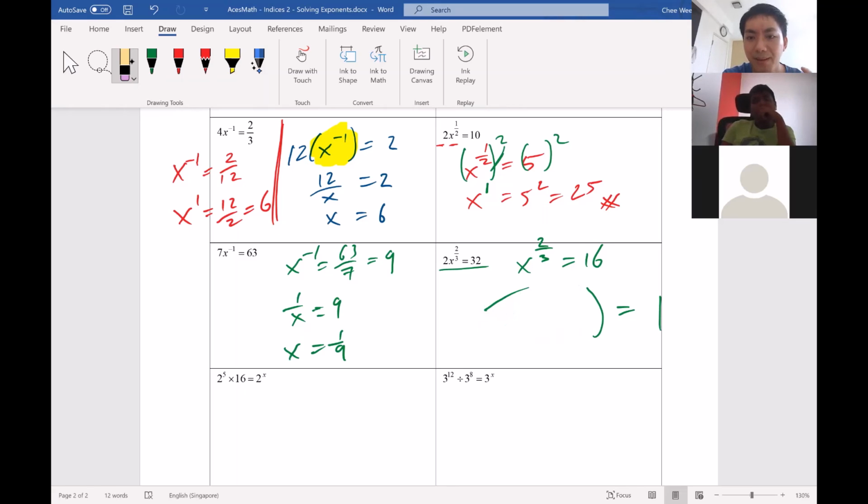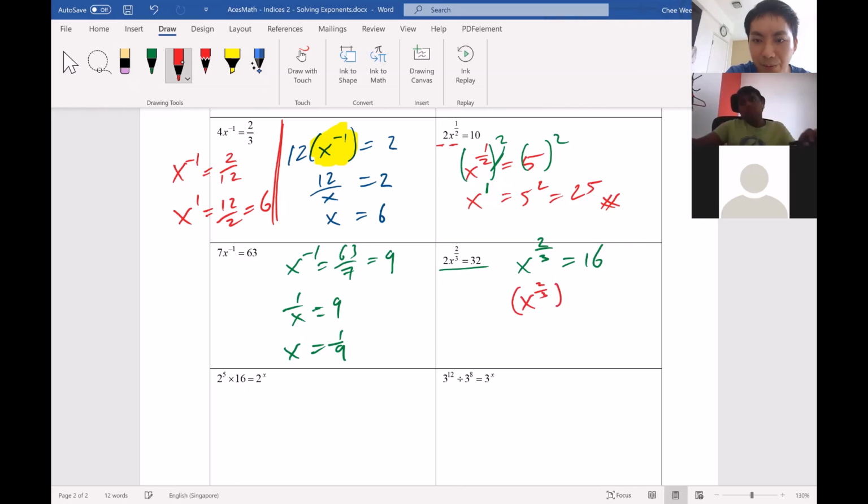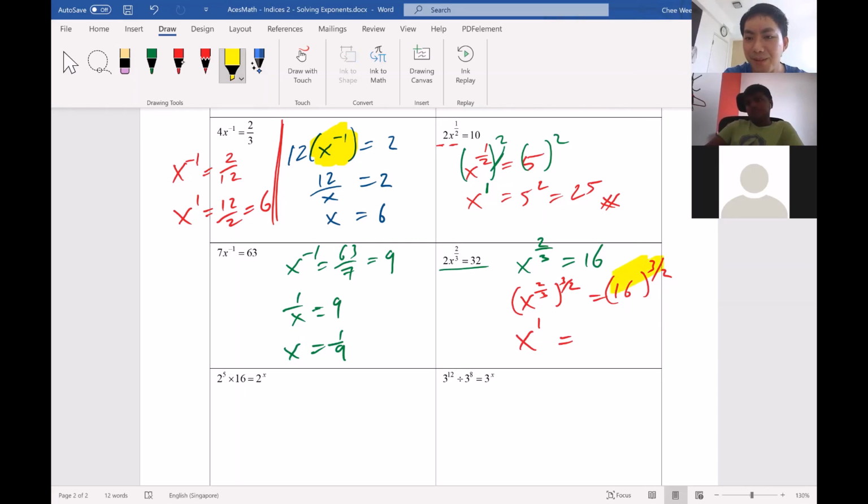Then the next part must be how to simplify then, okay? So we will have x to the power of 2/3, to the power of 3 over 2, is equal to 16 to the power of 3 over 2, okay? So the left-hand side will give you x to the power of 1 now. The right-hand side, so how do you simplify this? Press the calculator, is it? Are we allowed to? Sometimes yes, sometimes no, because the question may ask you to show working.